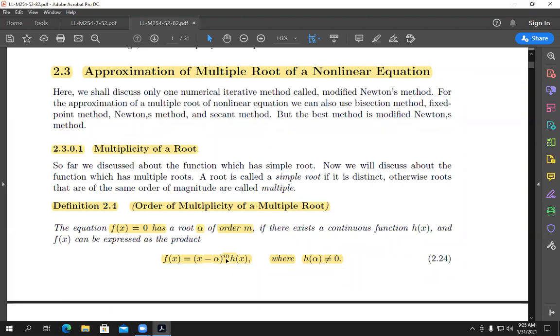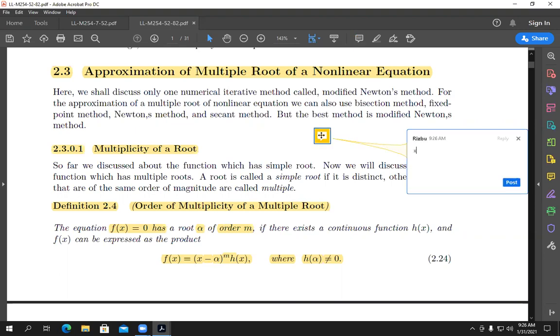What you have to do: you are given a nonlinear equation f of x, and then you have to factorize it and put it into this form. Then the power will tell you how many times your multiple root is repeating. For example, let's say I have a very simple case.